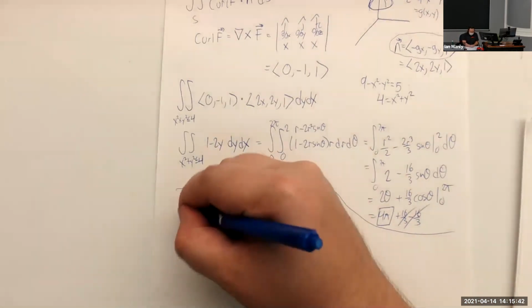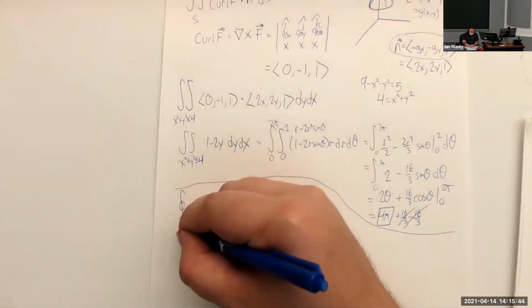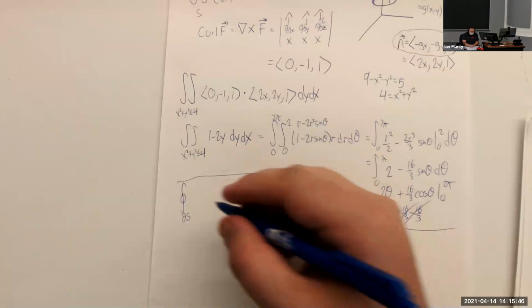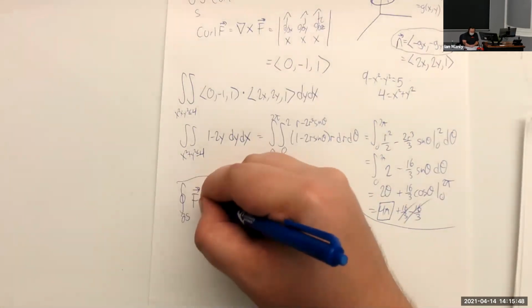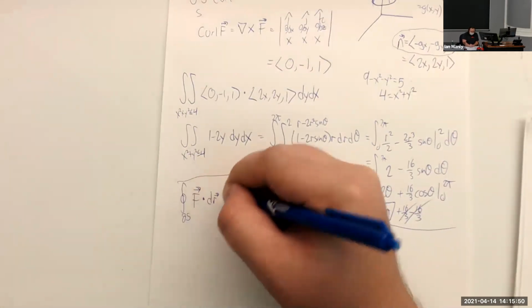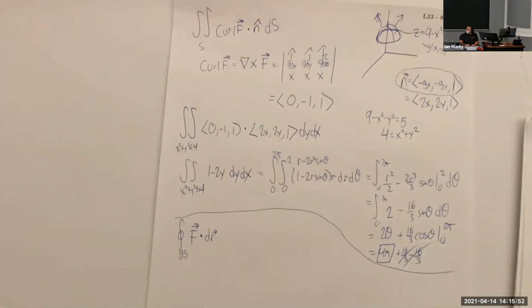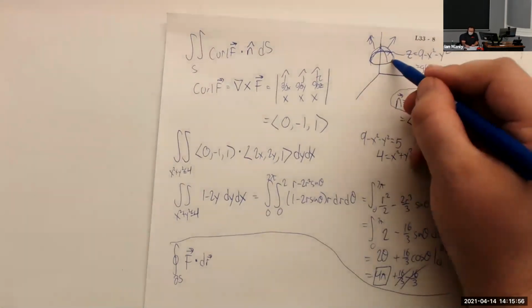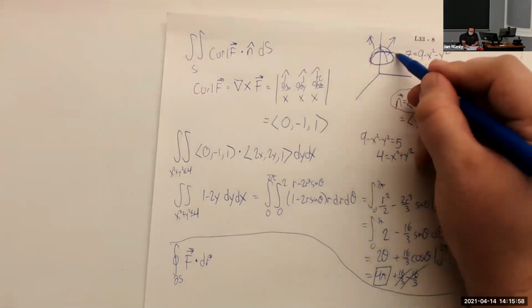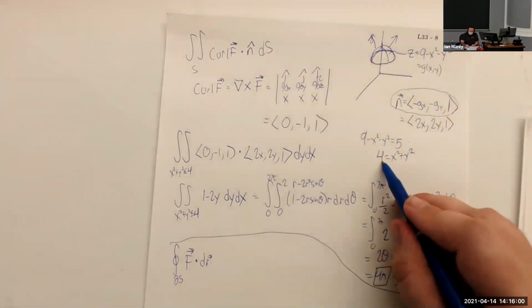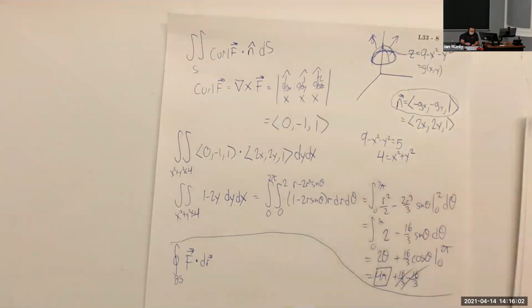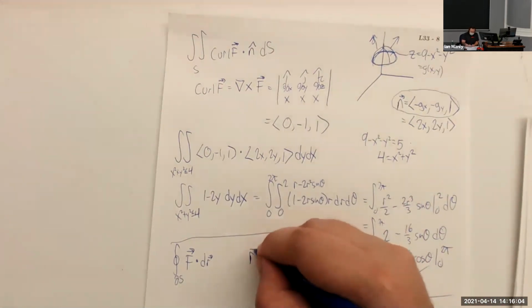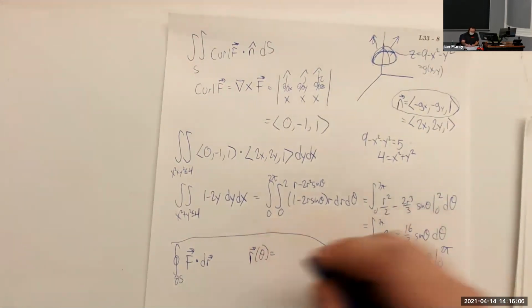So now we're doing the integral around the boundary of our surface of F dot dr. Okay, so let's look at our picture here. We need to come up with a parameterization for this circle. And what was this circle? It was 4 equals x squared plus y squared. All right, let's do this, r of theta.